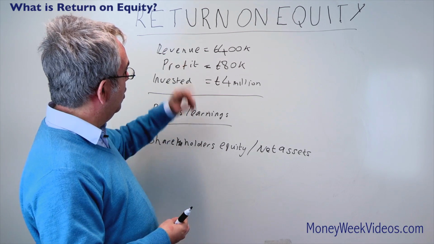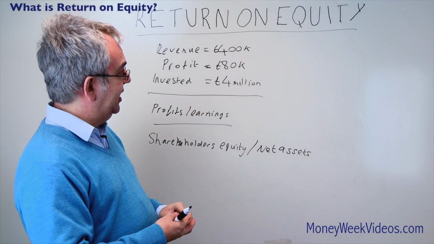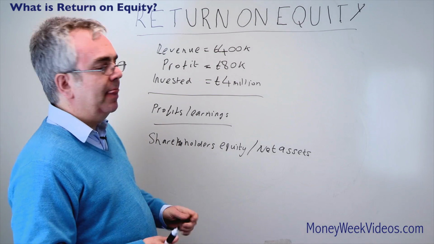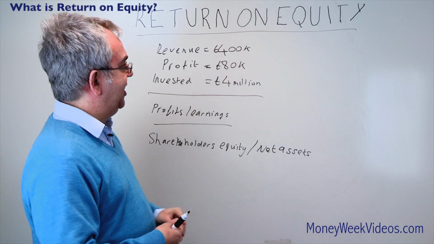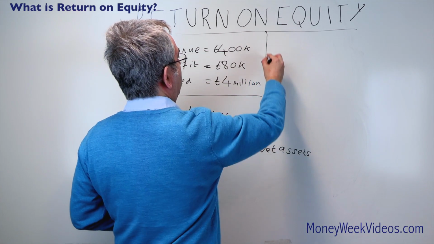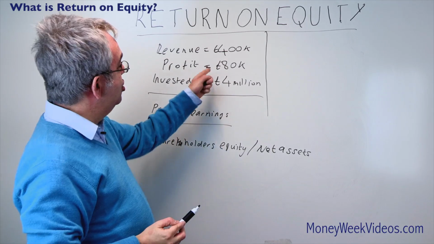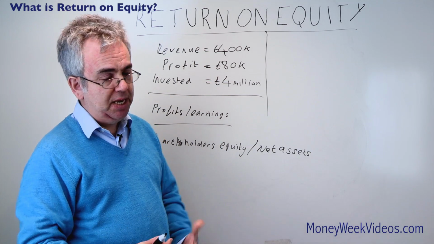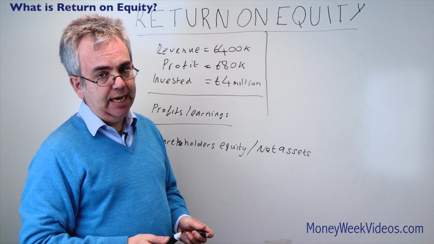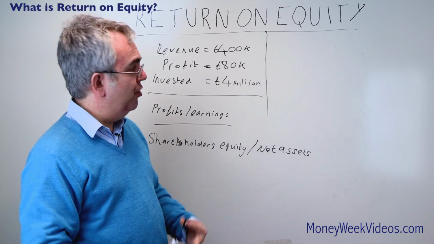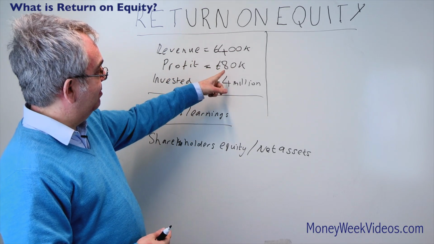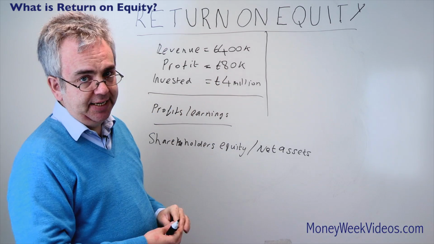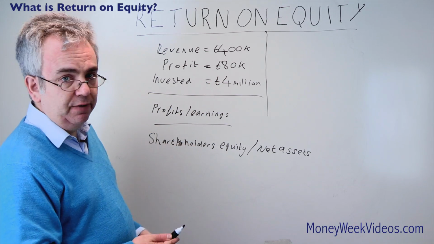Now, as I already said, we've gone through this calculation. We've divided 80k by £4 million. The return is very low, 2%. Let's move on a year and see what happens. I decide I'm not going to pay any of that profit in a dividend to me. I'm going to keep all of that £80,000 in the business and reinvest it. So what then happens is that £80,000, the retained earnings, are added to the £4 million initial investment.